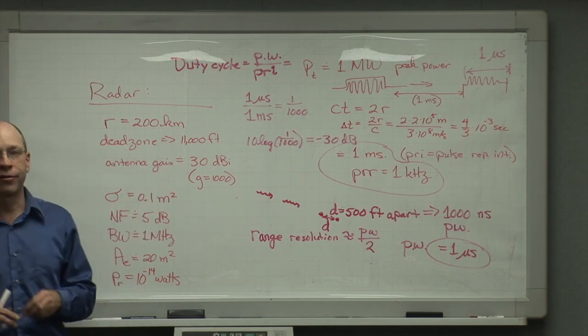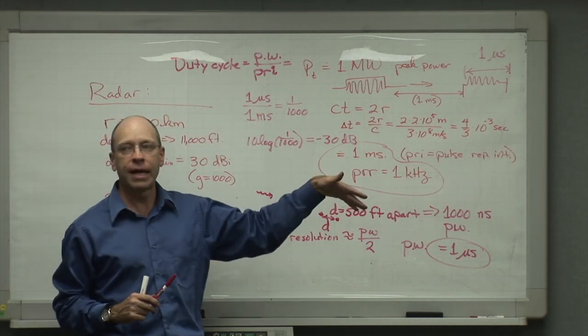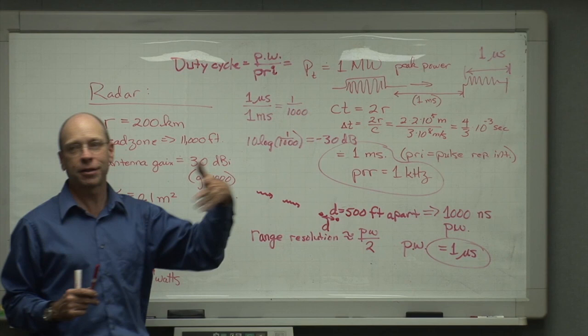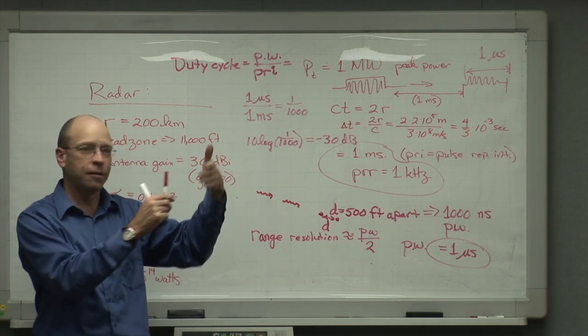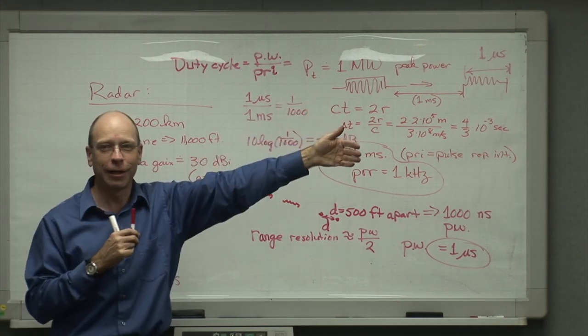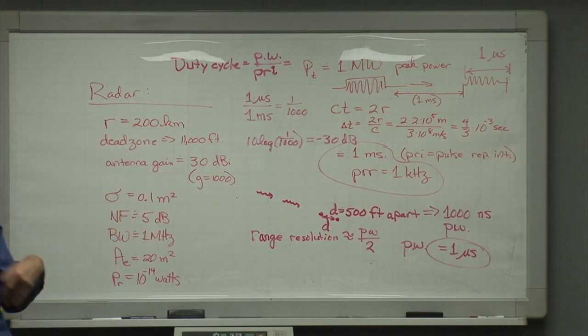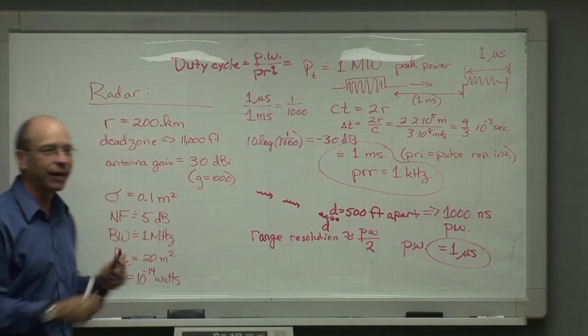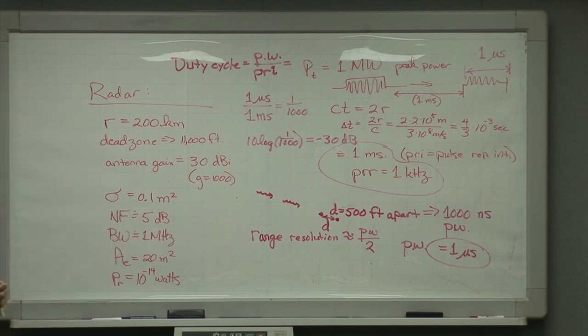And yes, it is possible for a target to be beyond the maximum range of the radar and produce an echo return that comes back in after the second pulse was fired, in which case we will see the target appear to not be really far away, but appear to be really, really close. So that's a range ambiguity problem that you have to solve if you're designing a radar, but I'm not going to worry about that right now. But that can also be called a second time around return.